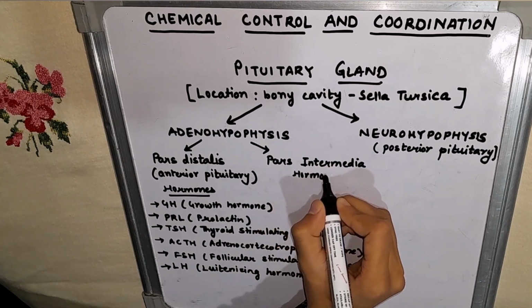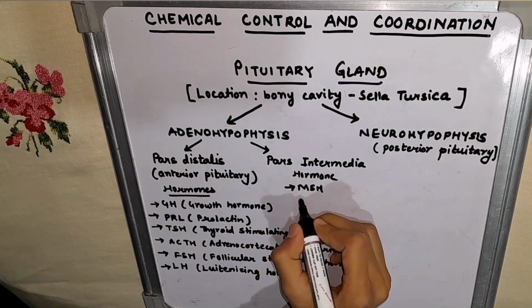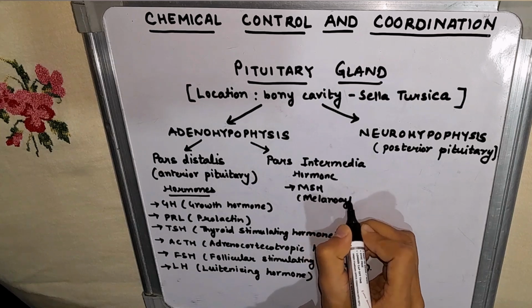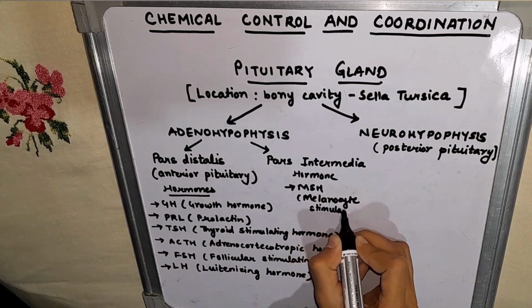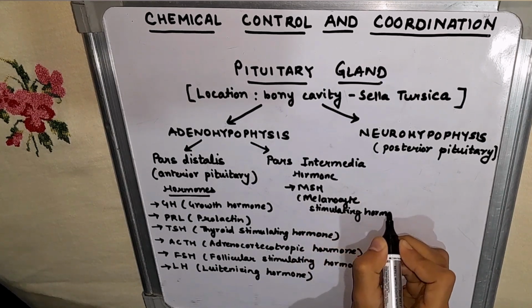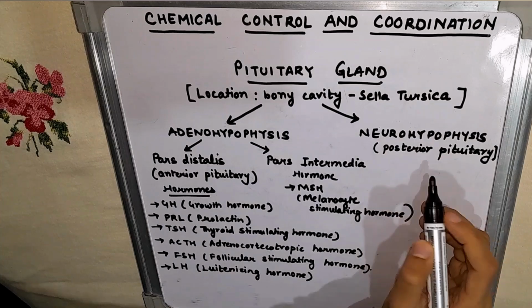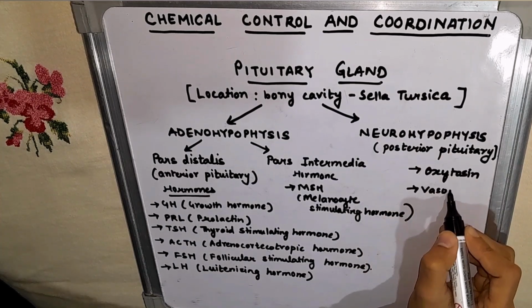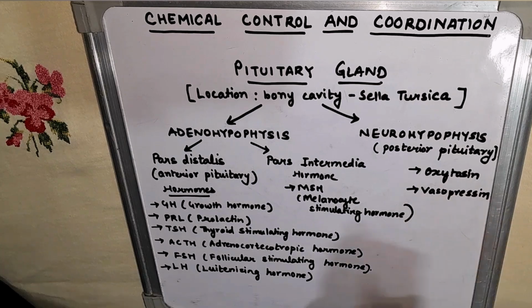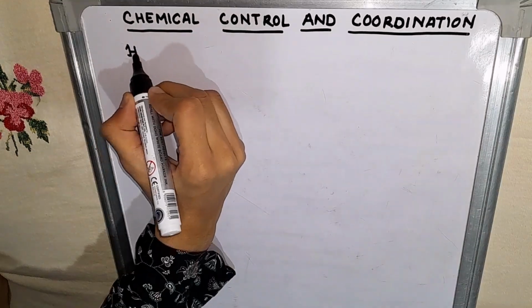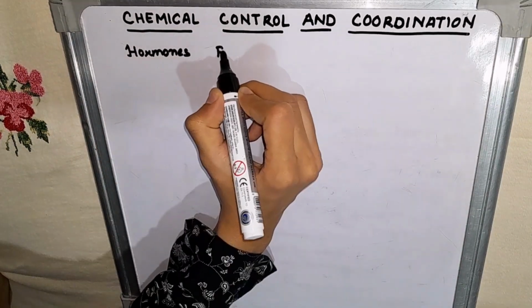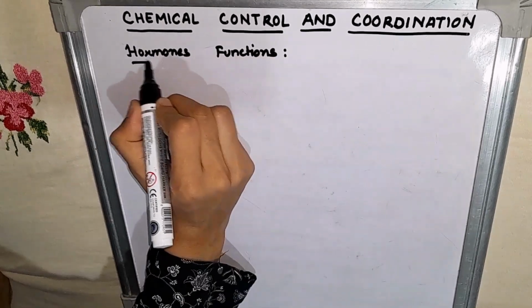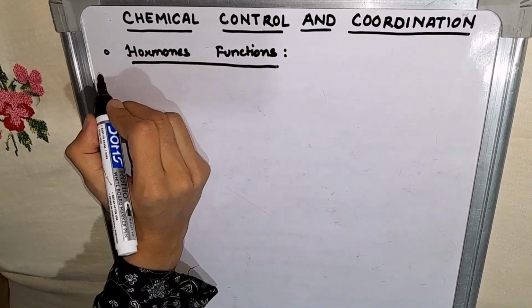Next, pars intermedia secretes only one hormone, which is MSH or melanocyte stimulating hormone. There are two hormones for neurohypophysis, oxytocin and vasopressin. Hope all the categories of hormones are clear to you. Now let's quickly memorize and learn all the functions of these hormones.